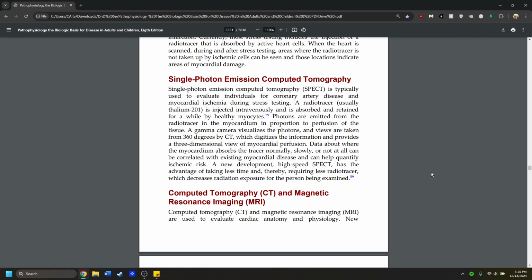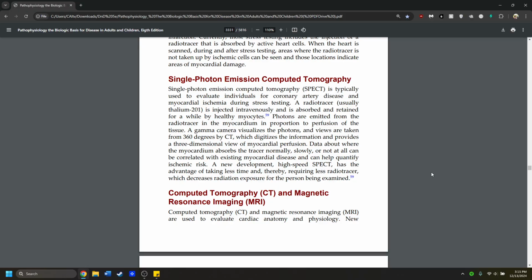Then we have CT scans, or single photon emission computed tomography, SPECT, which is typically used to evaluate individuals for coronary artery disease and myocardial ischemia during stress testing. Oh, this is a different test. A single photon emission, I guess, is the primary portion of that.